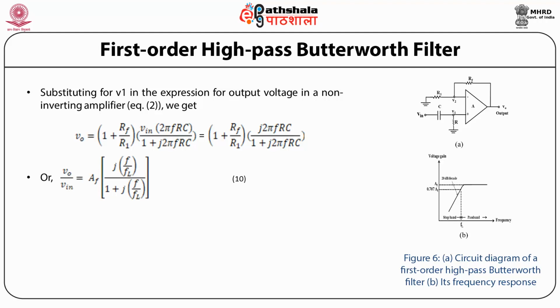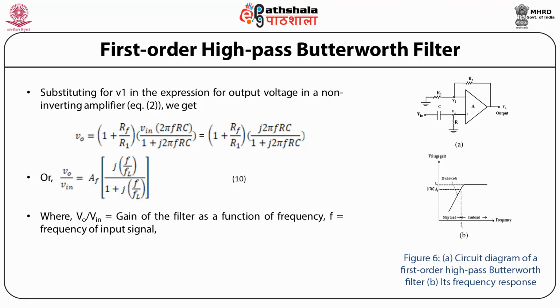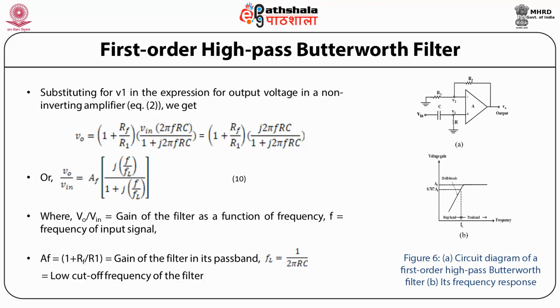Or equivalently, the ratio V naught by Vn is equal to AF into, within the brackets, j into F by FL divided by 1 plus j into F by FL, brackets close, where V naught by Vn is the gain of the filter as a function of frequency. F is the frequency of input signal. AF is equal to 1 plus Rf by R1, the gain of the filter in its passband. FL is equal to 1 by 2 pi Rc, the low cutoff frequency of the filter.